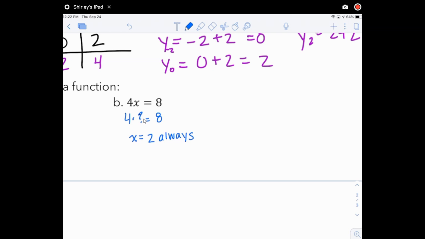The only thing I can do here is think about what value for x is going to make this statement true. The only value I can plug in there is 2. So in this equation, no matter what happens, my x value is always going to be 2.